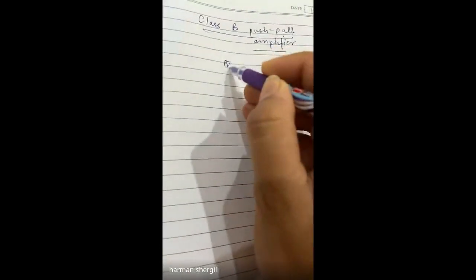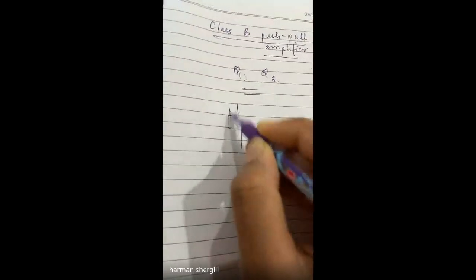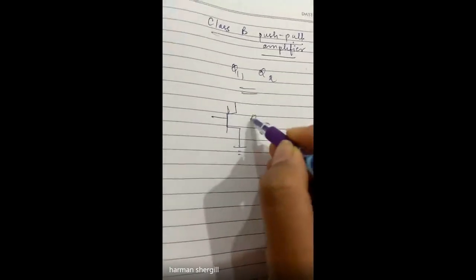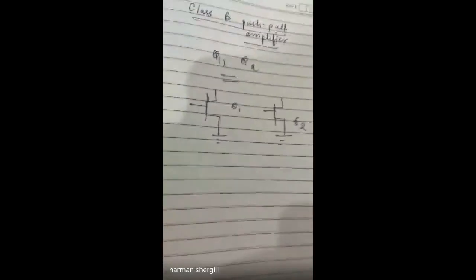In the Class B push-pull amplifier, we use two transistors, Q1 and Q2. These are the transistors we use, and they are in common emitter configuration. The bases of these two transistors, Q1 and Q2, are connected to the opposite ends of the secondary winding of the input transformer.